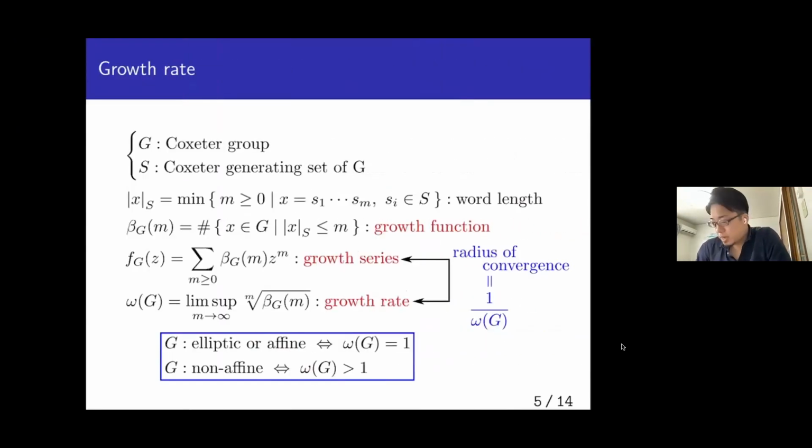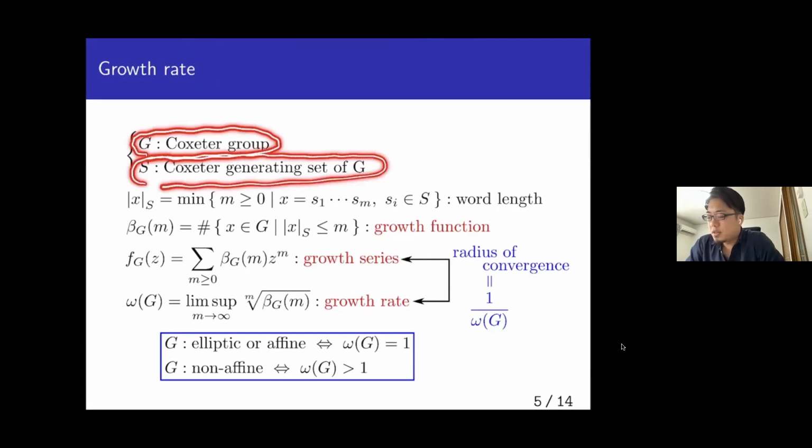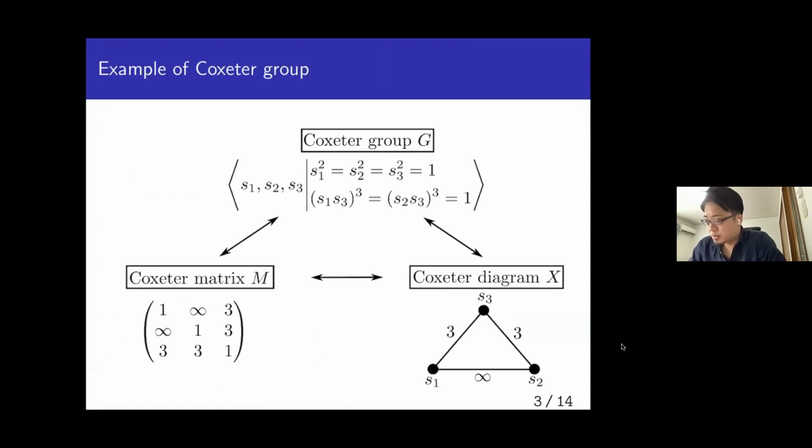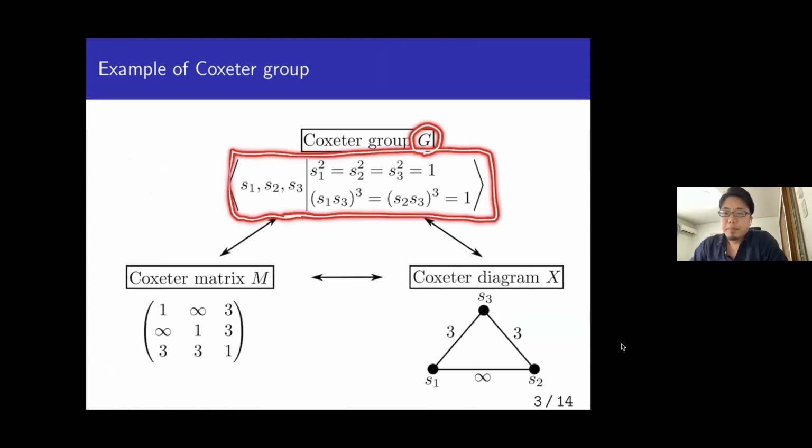Okay, and now we go to the definition of growth rate. Let G be a Coxeter group, and S be a Coxeter generating set of G. I forgot the explanation of Coxeter generating set. A Coxeter generating set S is a generating set of the Coxeter group G which gives the group presentation like this.